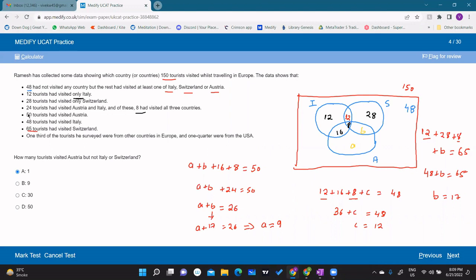For example, a lot of students tend to make this mistake here. 24 tourists had visited Austria and Italy. So what they do in that case is they put 24 here. That would be incorrect. Because they are saying 24 tourists had visited Austria and Italy, and of these, 8 had visited all three. So of these 24, 8 are here. So the remaining would be 24 minus 8. So that is the most critical part here.